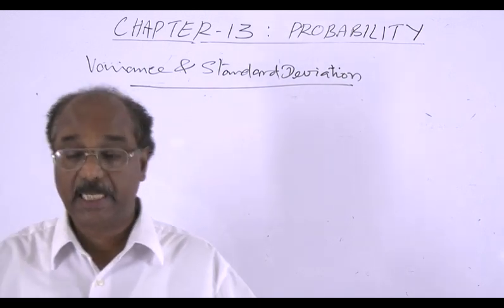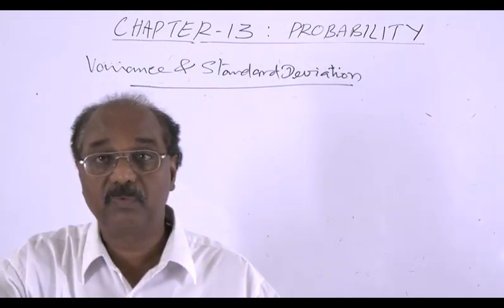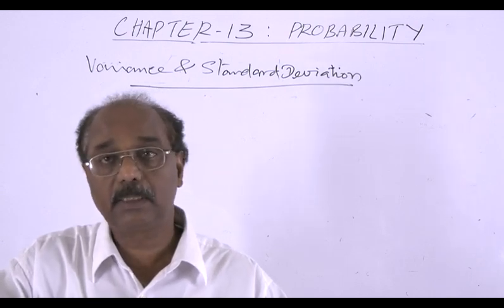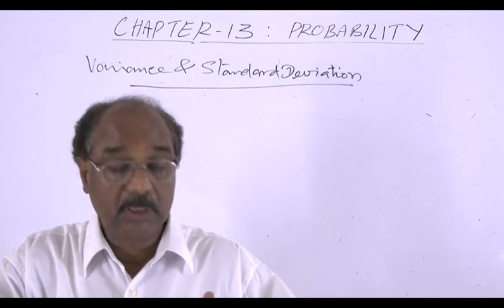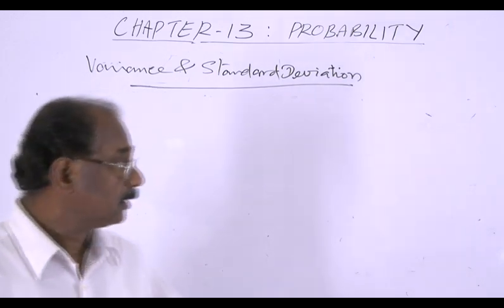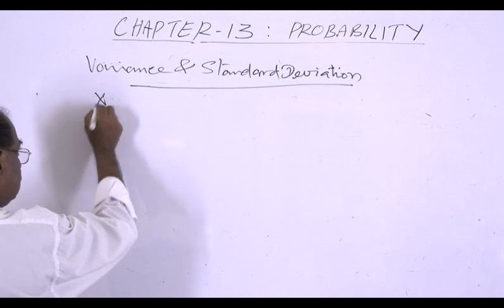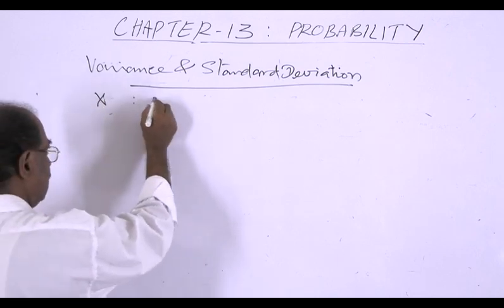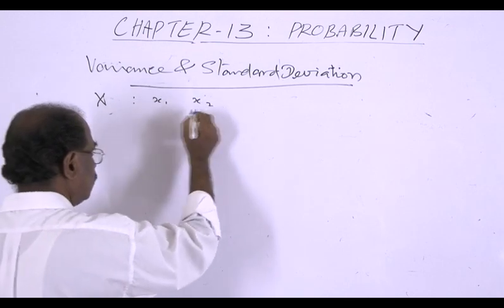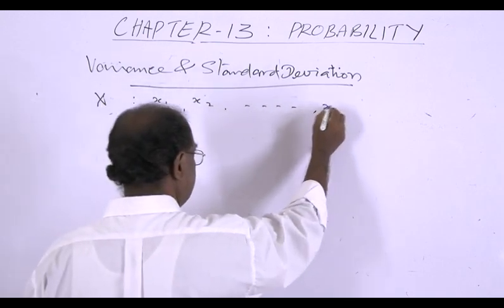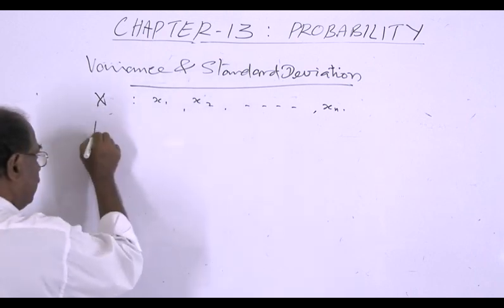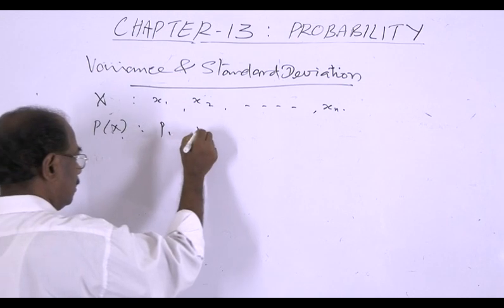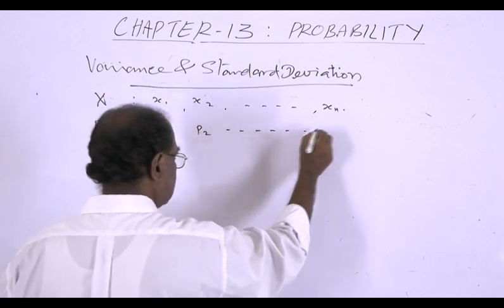Now, variance and standard deviation of a random variable. So the definition is this. Suppose X is a random variable with the values x1, x2, etc. xn with the probabilities p1, p2, etc. pn.